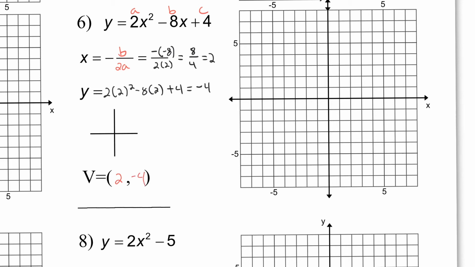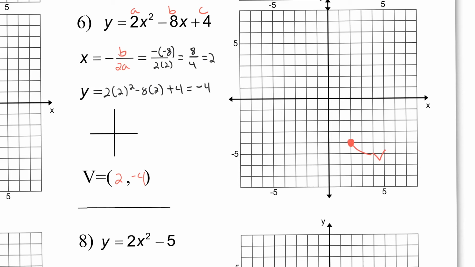So let's go ahead and plot that point. So on the coordinate plane, you guys see the vertex here. Now, what is the direction of the parabola? Look at the a value. The a value is positive, so that means that the parabola is going to go up. So you guys have the U shape going up. If the a value is negative, you guys will have the parabola going down.